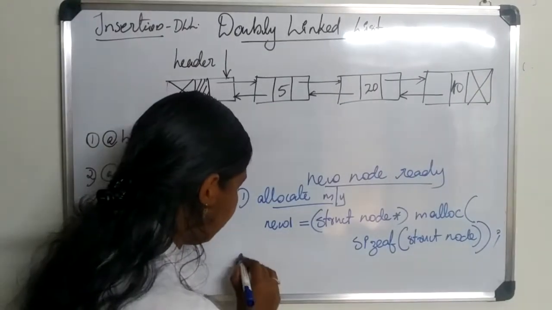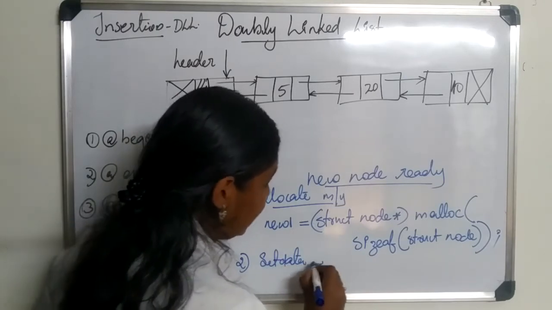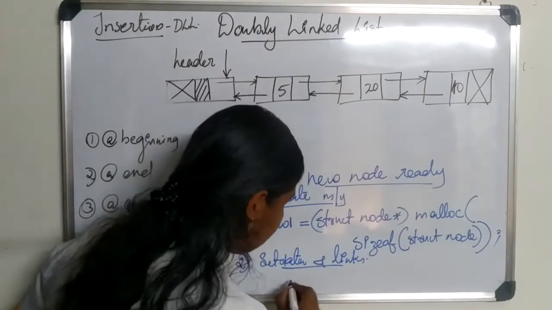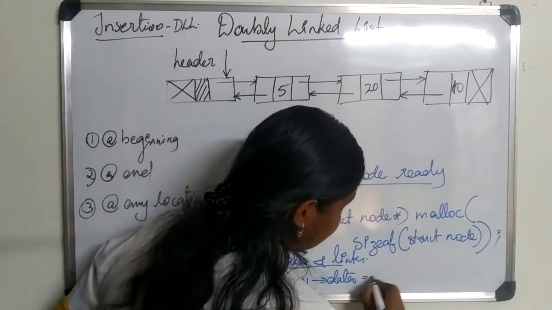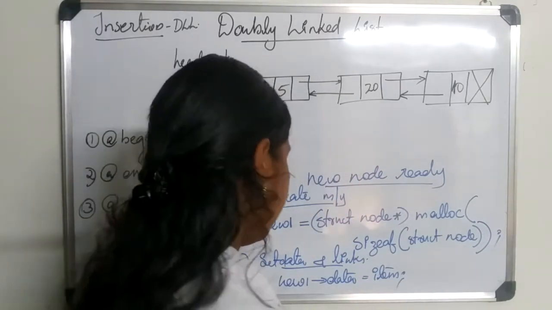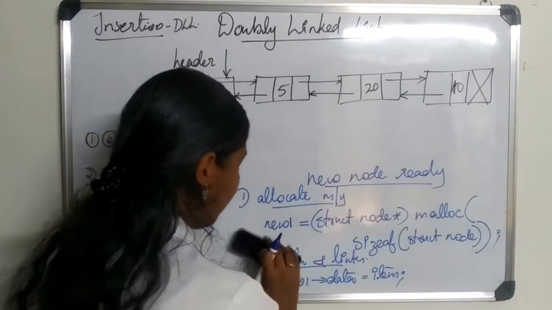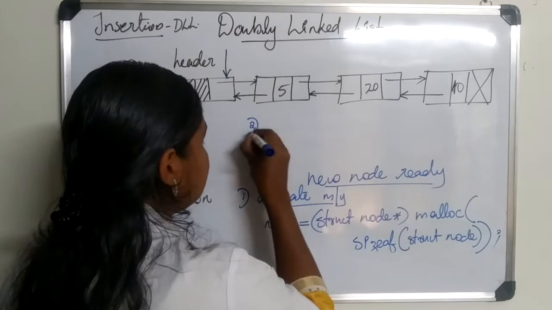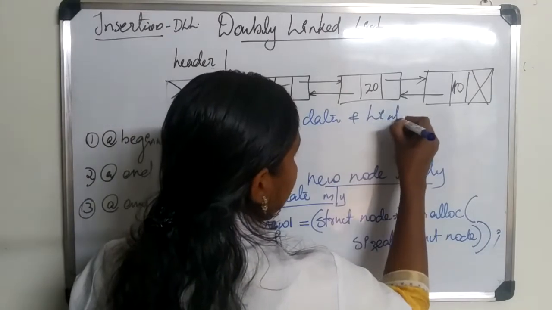Then second step, set data and link parts. I'm writing it here itself. That is new one dot data is equal to item. So this item is a variable which you are getting from the user. So new one dot data equal to item. Then the remaining steps, or the second step as such, we will write at the top. Second, set data and link parts.